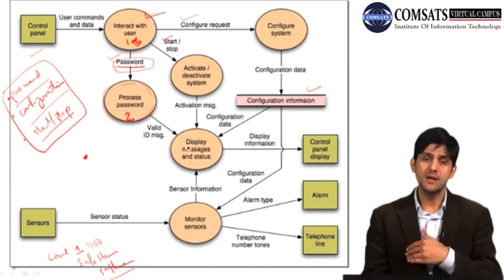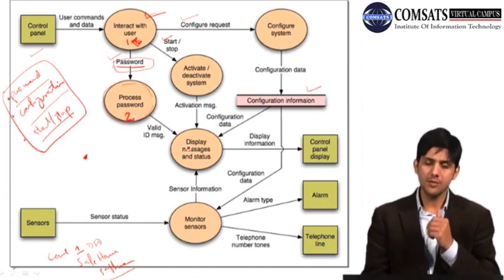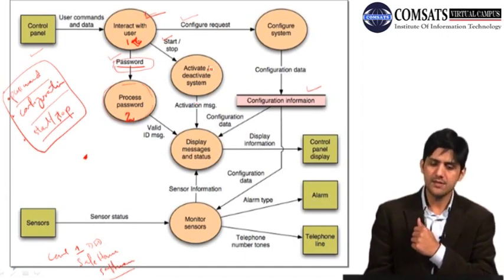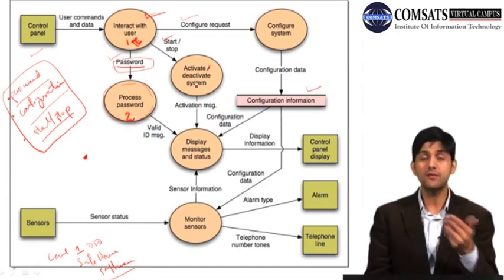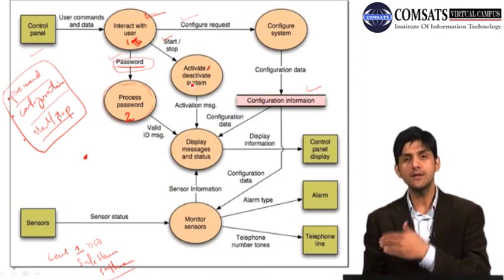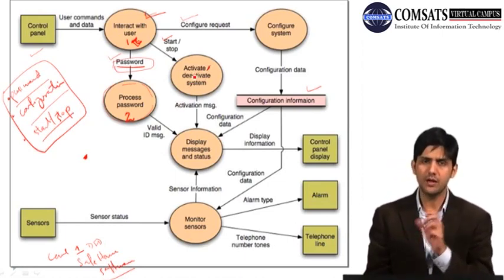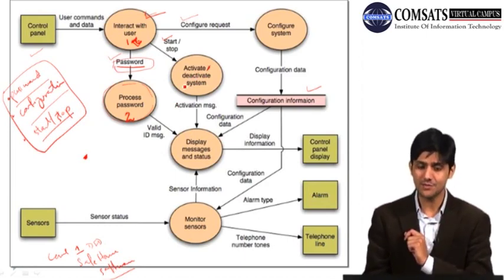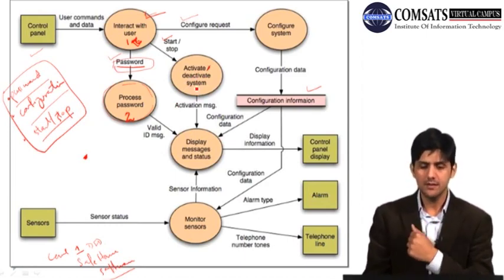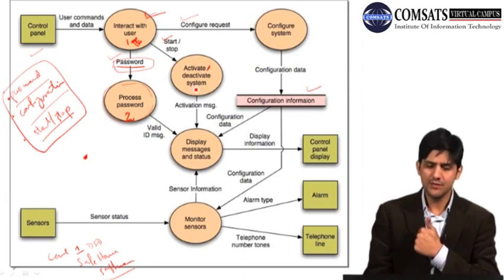Similarly, we need a process to look at the start-stop request, and we say this is activate/deactivate system. If the request is start, we activate the system. If it's a stop, we deactivate the system. So depending on what kind of input is being sent to this process, it processes that. So we say, okay, we need another process.